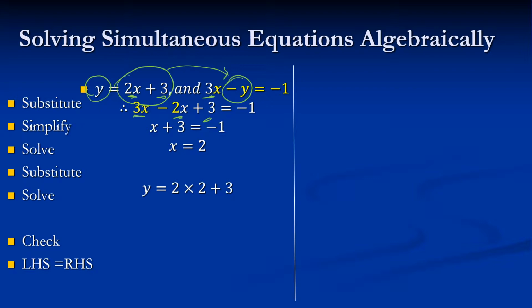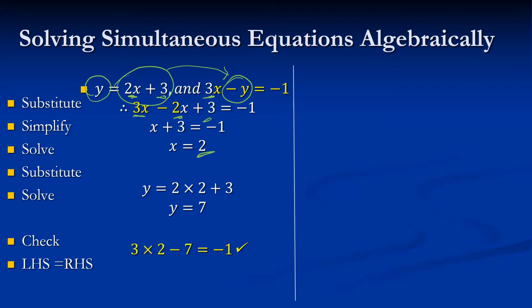We can then just solve the value. So now that we have the x value here, x equals 2, we can solve for the y value just using the simpler equation. So y equals 2x plus 3. So we're just going to say y equals 2 times 2 plus 3. And that should give us the value of 7.